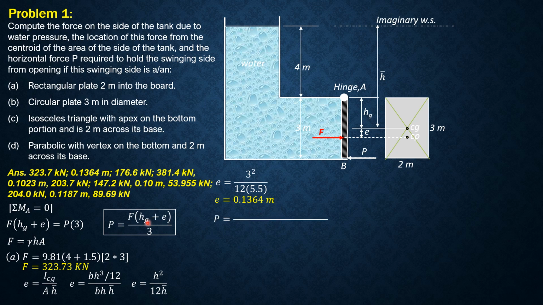Then having known e, substitute in this equation, P equals 323.73 times 1.5 plus e, over 3. So P is 176.58 kilonewtons. That's the answer for P.